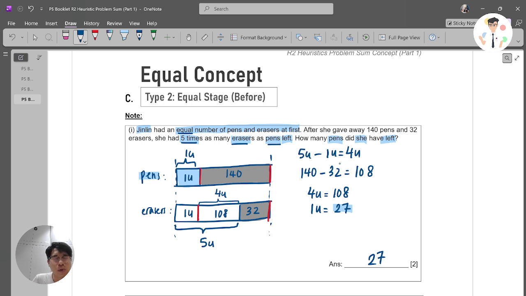Now, if I were to ask you, how many erasers did she have left? Then 1 unit is 27, I'm supposed to multiply by what? Think about it.